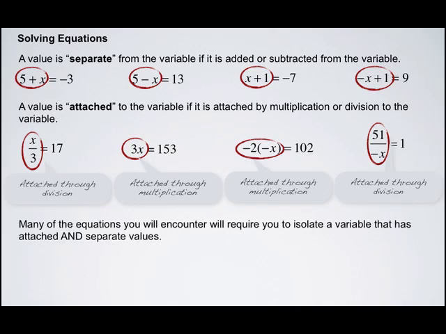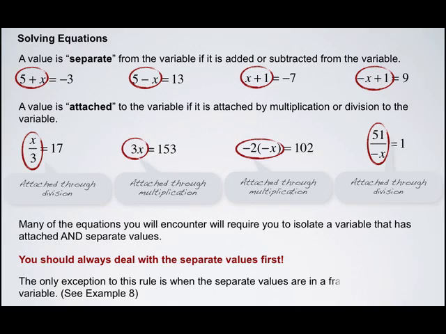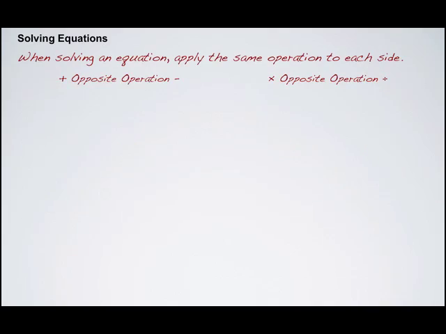Many of the equations you will encounter will require you to isolate a variable that has attached and separate values. You should always deal with the separate values first. Eliminating the separate values first allows you to then go on to eliminate attached values. The only exception to this rule is when the separate values are in a fraction with the variable itself. We'll see this a little later on with example 8.